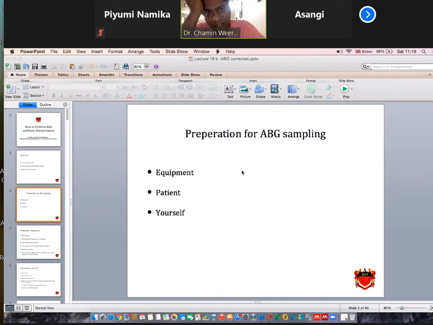One thing is the patient can refuse. Then there can be local sepsis at the site. Then there can be abnormalities in coagulation. Say if there's a patient with an INR of 3 or 4, it might be a bit tricky to do an ABG unless it's really necessary. Then if there is a wound or fracture at the site, those are contraindications to doing an ABG.